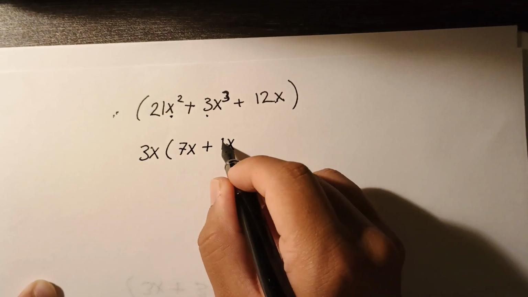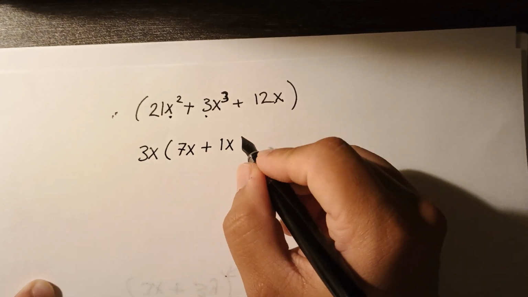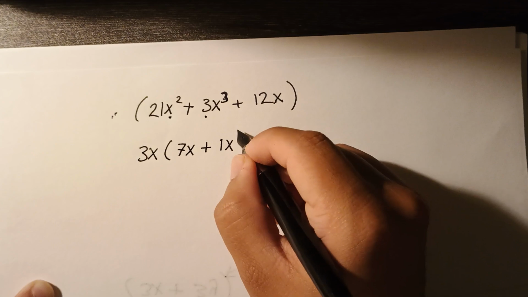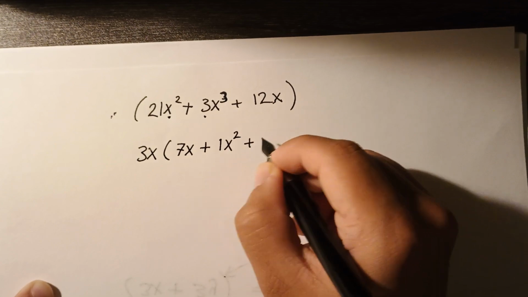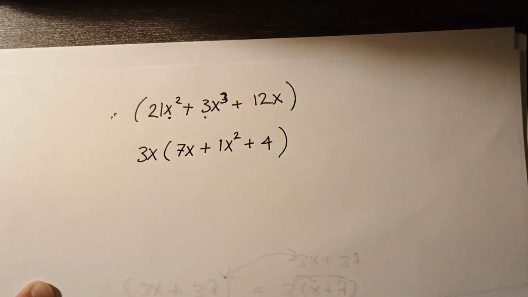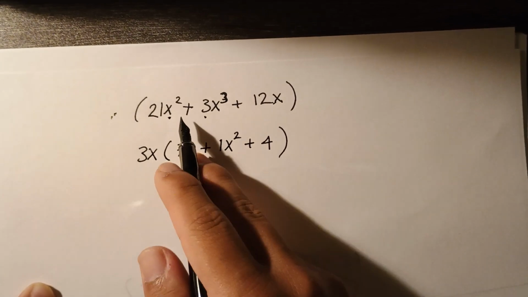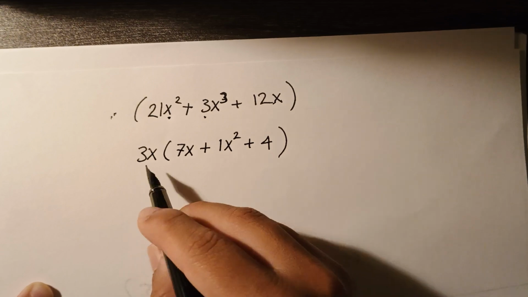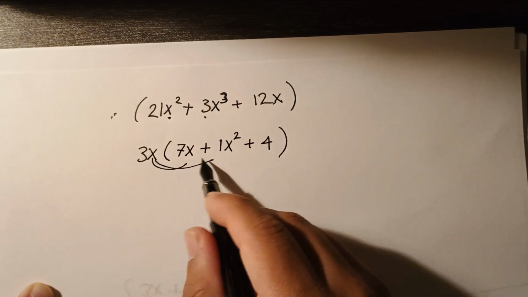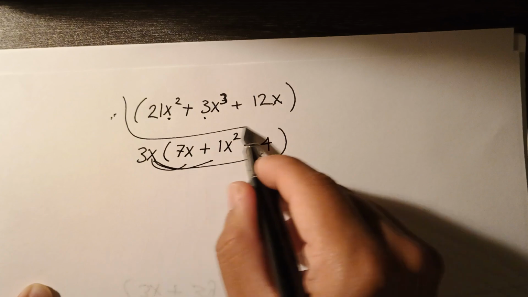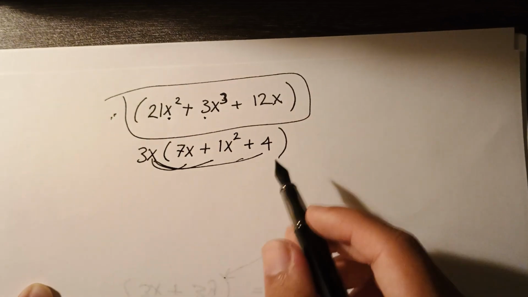You don't have to write a 1 in front of this, but I'm just doing that so you can see it. And now this is factored. This is the factored form of this. And if you want, you can multiply these out, and you're going to get the same answer up here when you multiply this out.